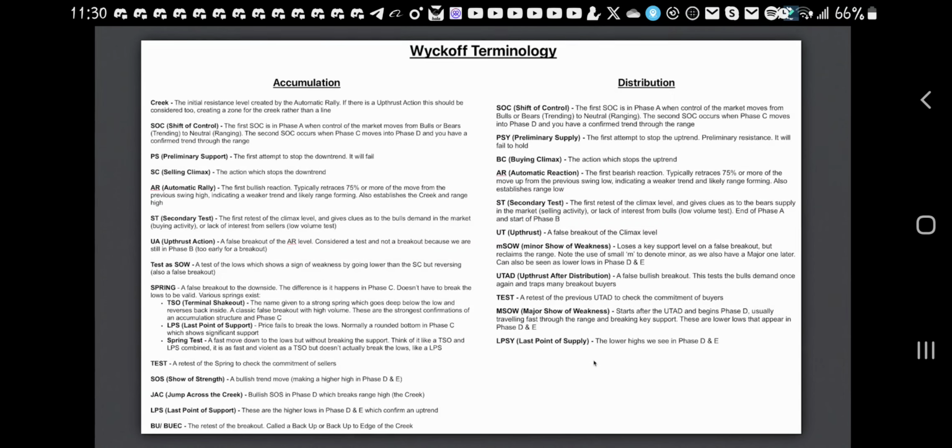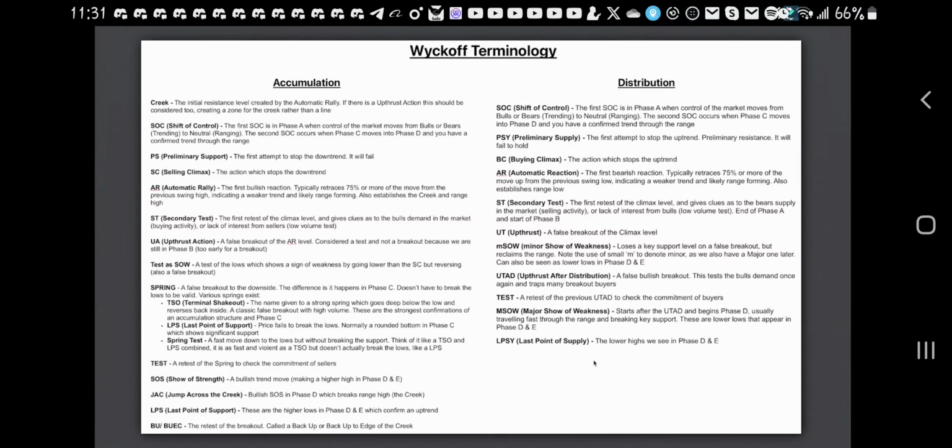UTAD, upthrust after distribution. This is very common to what everyone will have seen. This is the ultimate trap that you will see when price pushes above the high after pushing a few times. It's a false bullish breakout. It comes back below. This is testing the bull's demand once again and always traps breakout buyers. And that is usually the actual top. We have tests. So then you have a test of the previous UTAD to again check the commitment of buyers. And the tests are the ones that offer the good entries for trades.